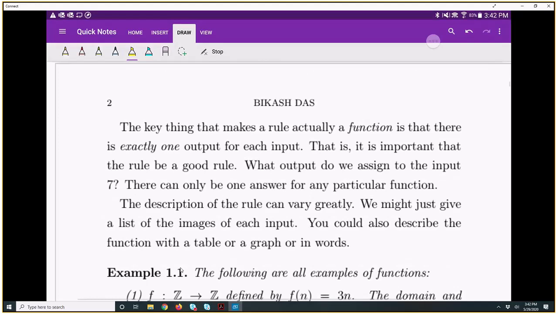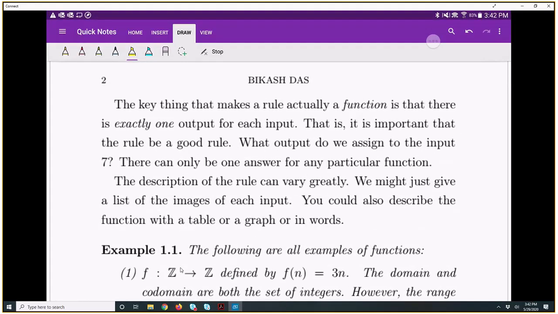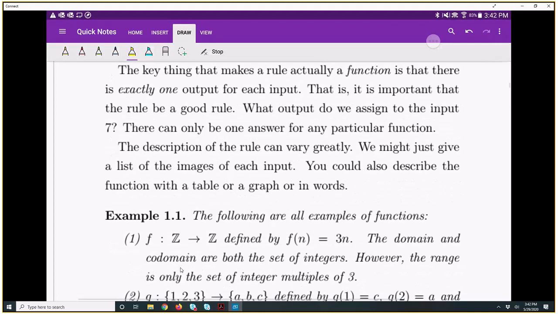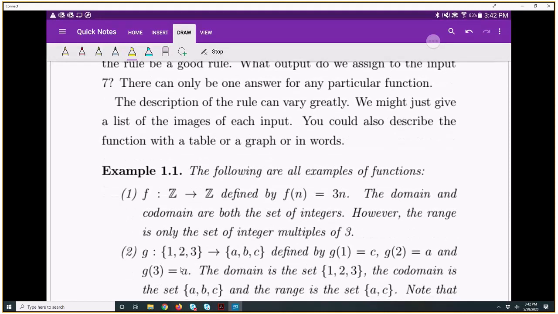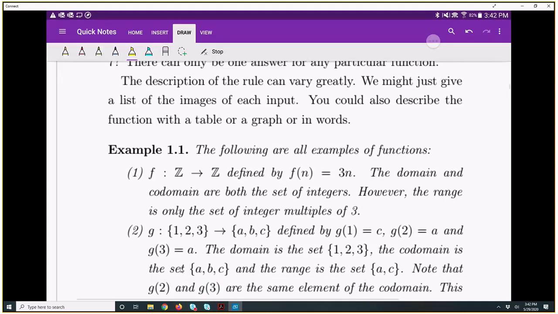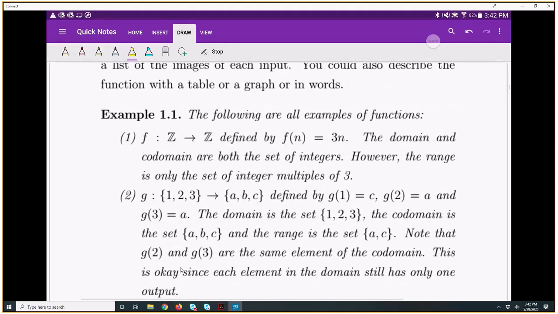The key thing to making sure that a rule actually defines a function is that there is exactly one output for each input. The description of the rule can vary greatly. Like I said, we'll often write a rule like x squared plus 3, but you could also just list the images for each input, or describe the function with a table or a graph.